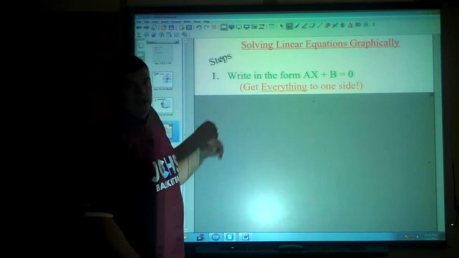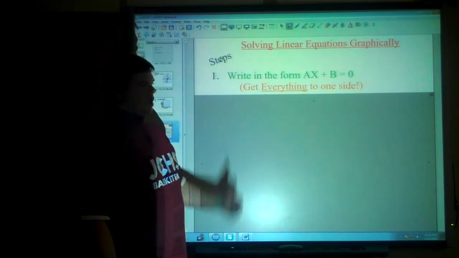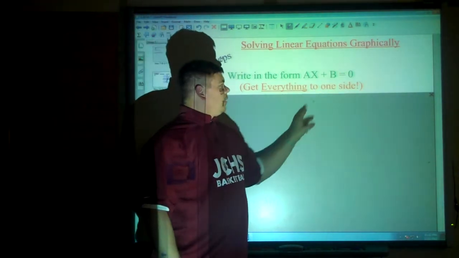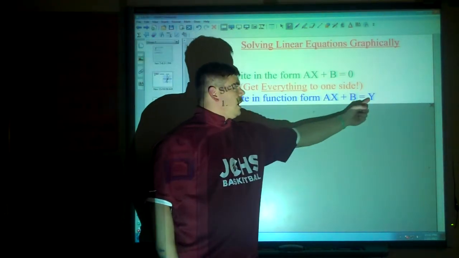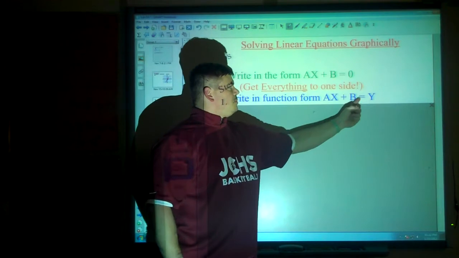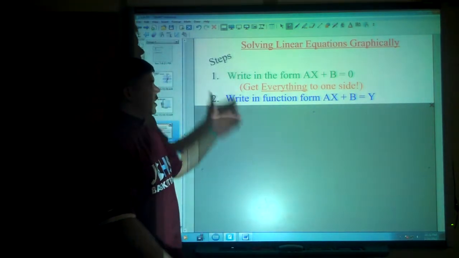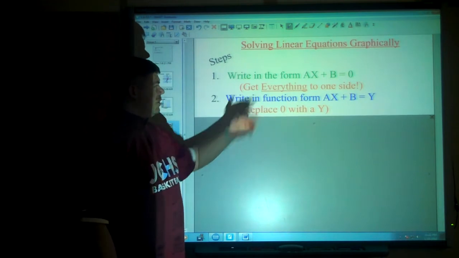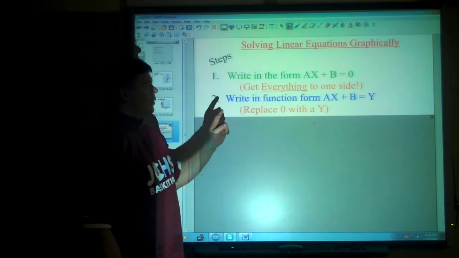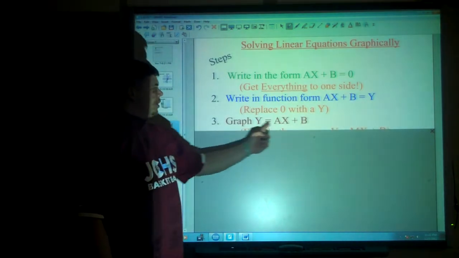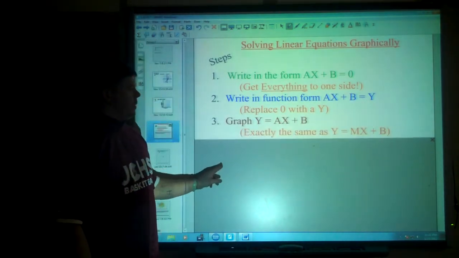After you've done that, I'm joking when I say the next step is the hardest step. It's actually extremely easy. Where you see that 0, it now looks like a y. The ax plus b is still the same, but now instead of a 0, it's a y. That's all step 2 is. Replace that 0 with the letter y. And if you notice, you've got y equals ax plus b. That's what you're going to graph, which looks eerily familiar.